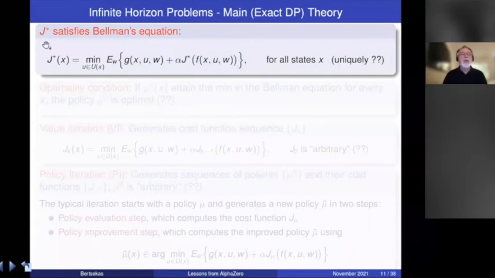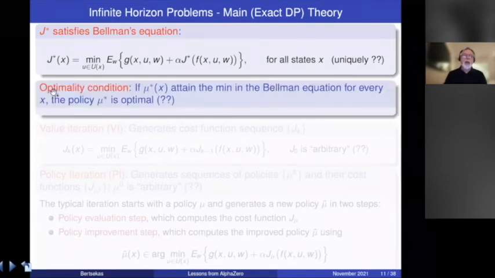The first result is that J star, the optimal cost function, satisfies Bellman's equation. Now, there is one such scalar equation for every state. So this is a functional equation. And J star satisfies this equation, often uniquely, but not necessarily. That's why I have these question marks. There's an optimality condition. If for a given x, mu star of x attains the minimum in this equation for every x, then the policy that you obtain is optimal. Again, there are some exceptions to that.